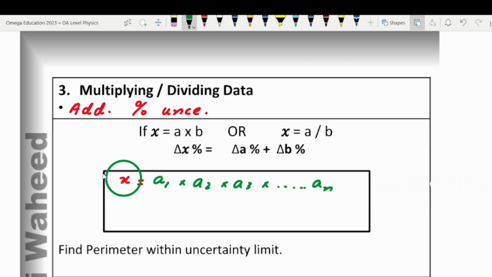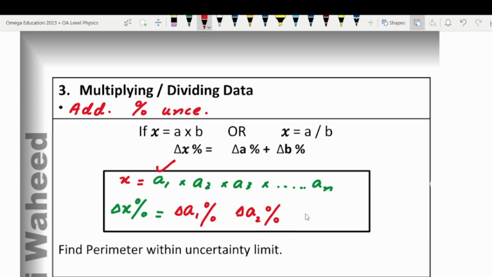So in order to find the uncertainty in X, which will be written as delta X, we'll be writing it as a percentage. If the quantities are being multiplied, we'll find the percentage uncertainties of the physical quantities, and then we'll add all of them. The percentage uncertainty of A1 would be delta A1 percent. Percentage uncertainty of A2 would be delta A2 percent. Percentage uncertainty of A3 would be delta A3 percent, all the way to the number of quantities that you have. So you add all of them.